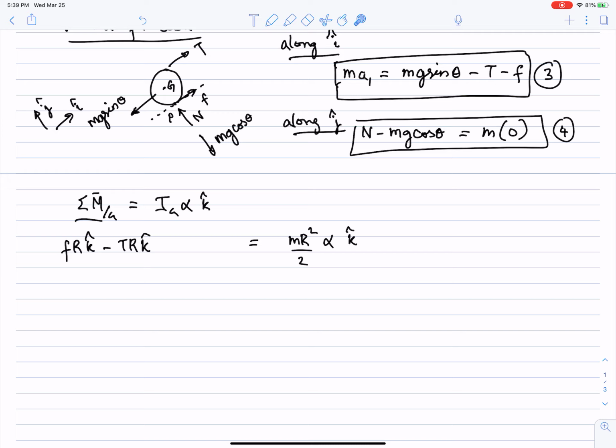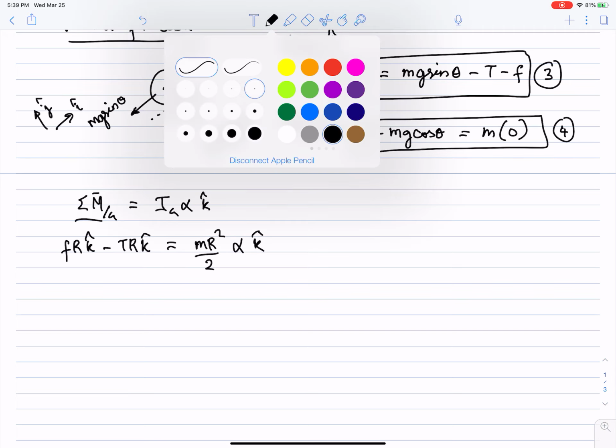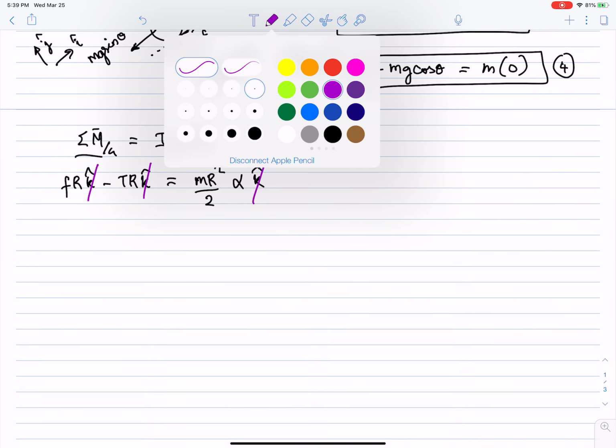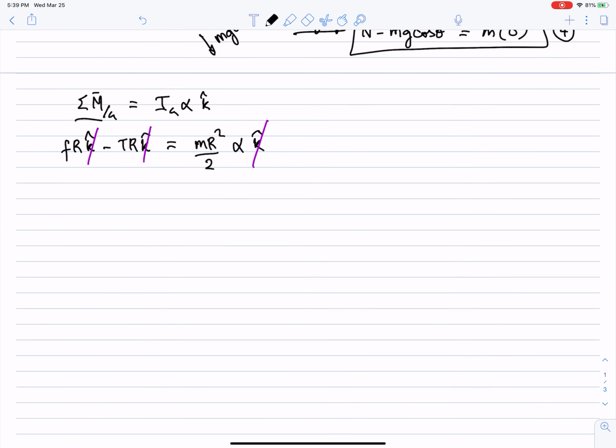Let me actually pull this closer to this equation. Equals mr squared by 2 alpha k. And we can sort of cancel the k out. All these moment equations in all these problems are just going to be in the k direction, so we can just drop the k's. So this implies F minus T times R equals mr squared over 2 alpha. We can cancel the R's, so we get F minus T equals m R alpha by 2.